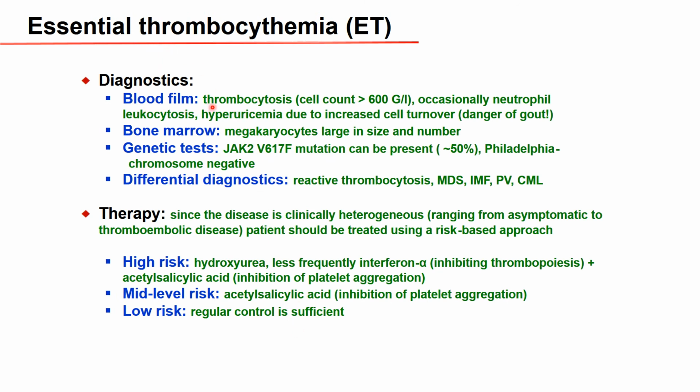If you look at the blood smear, we do see a lot of platelets, a lot of thrombocytes. It can be over 600 gigaperliter. It's a very high number. In the bone marrow, we do see a lot of megakaryocytes. And in genetics, we have about 50% of cases with this JAK2 V617F mutation, and the Philadelphia chromosome is negative.